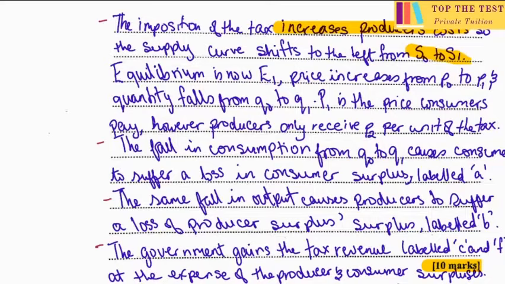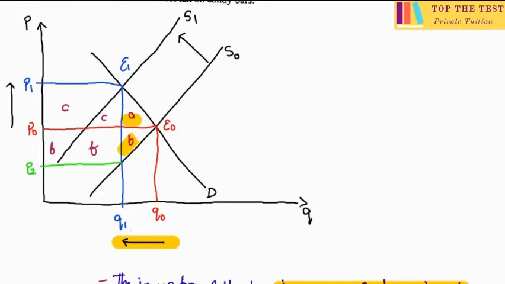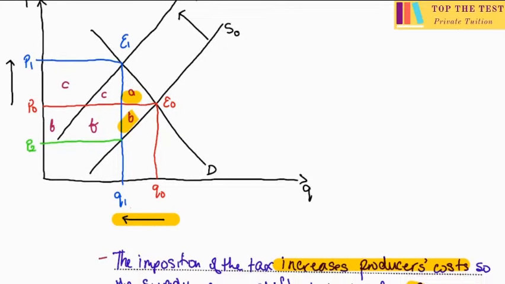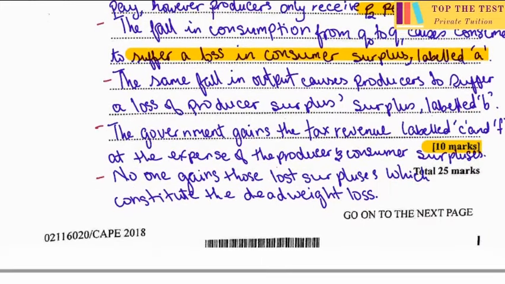So the price, P1, is what consumers would now have to pay. However, producers only receive the P2 per unit of the tax. Very important. So the consumption falls from Q0 to Q1, and that causes consumers to suffer a loss of consumer surplus, and that's labeled A. So you can shade it. You can shade the area, and that would be this triangle up here, right? So you could shade it in. I labeled it A. I think it might have been a little easier for you to see online, but you could shade it in, that's fine.